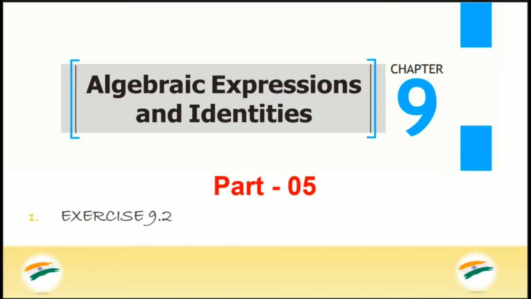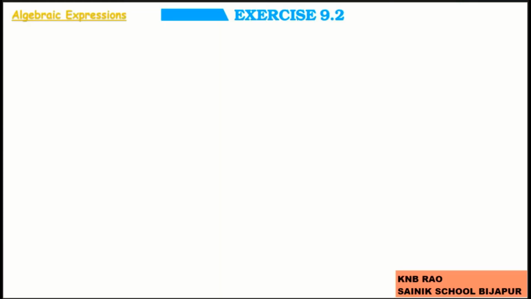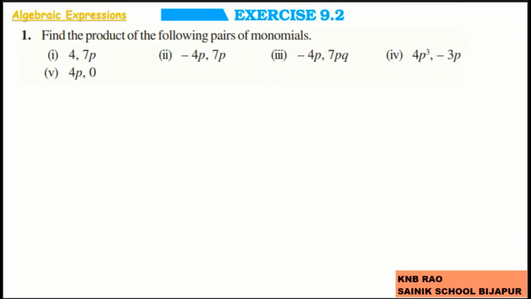Students, this is part 5 of the chapter algebraic expressions and identities. In this part 5, we will be solving exercise questions of 9.2. So coming to exercise 9.2, in question number 1, we are asked to do multiplication for the given pair of monomials. So find the product of each pair of monomials.